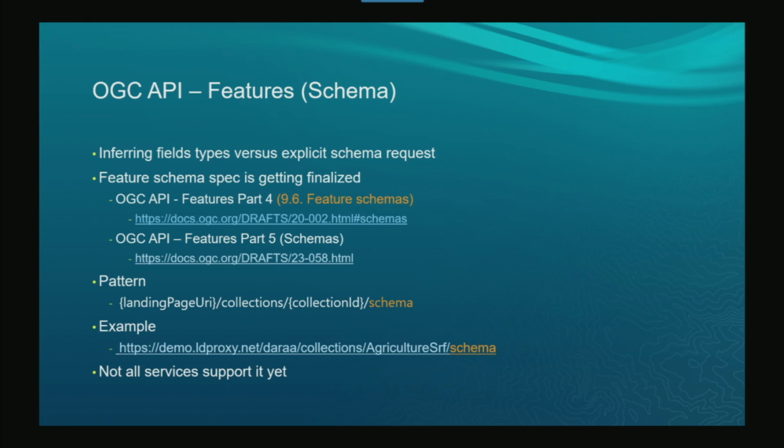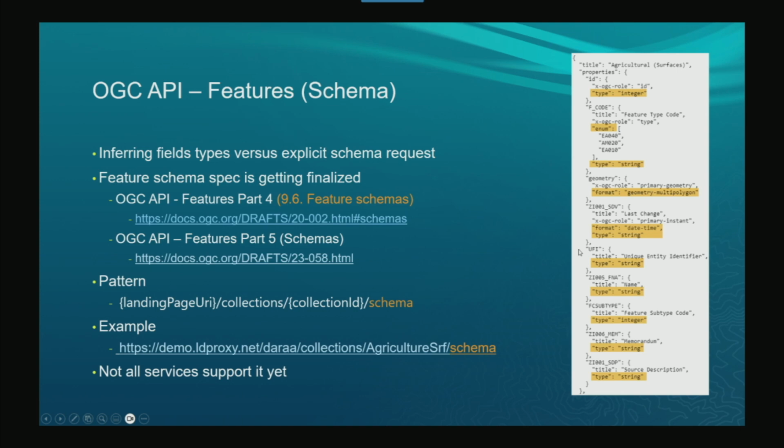And the pattern that the community has now settled on is that you go into the collection, let's say, airports/schema. This is where you read about the schema, and this is an example on the right, where you get all the types of the fields that you might be interested in. I want to warn you that not all services support it yet, so be careful with that. In my implementation, I have a fallback mechanism where I do hit that schema. If I don't find it, I do the inferring.